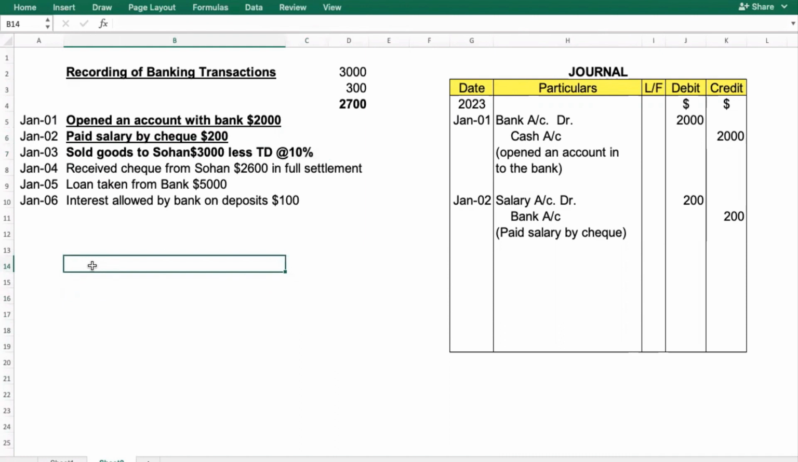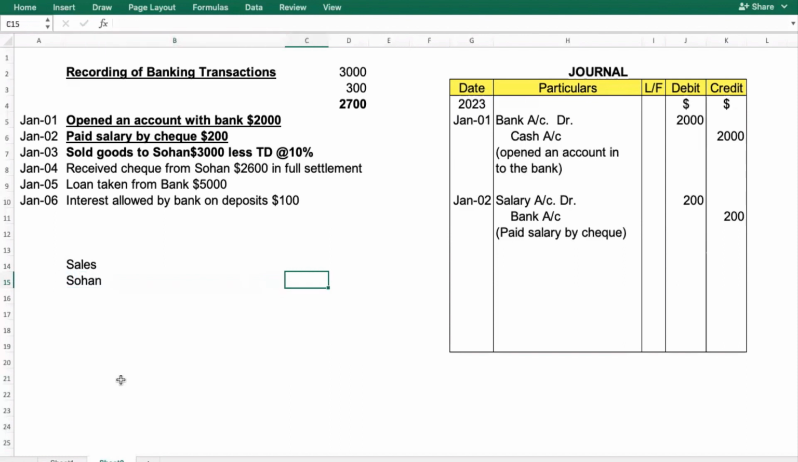So one would be expense. Why expense? We are selling goods. Sales, revenue. Yeah, sales. And would the other be bank? No, we are not getting money now. Cash and bank will not come. Sohan will come now. We need to remember from whom I have to collect money.